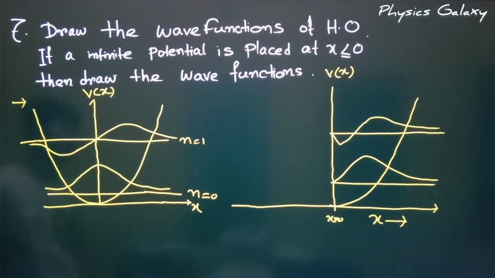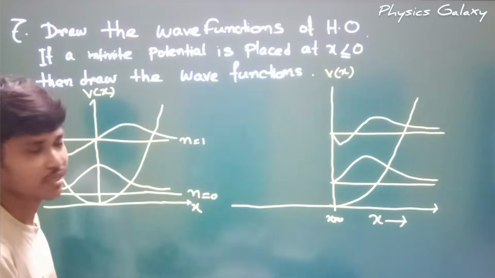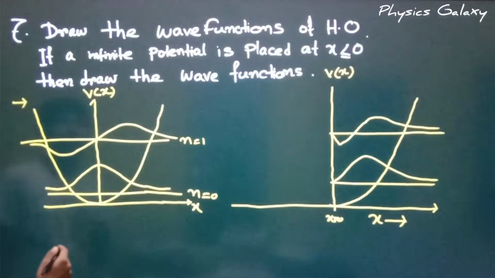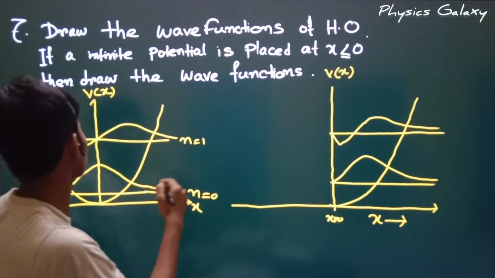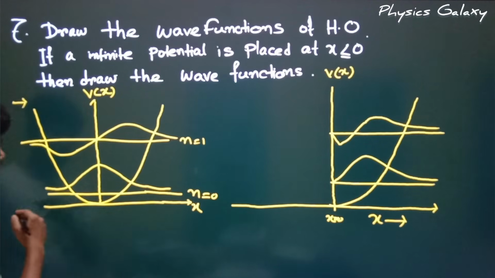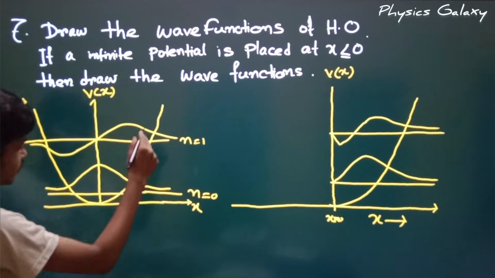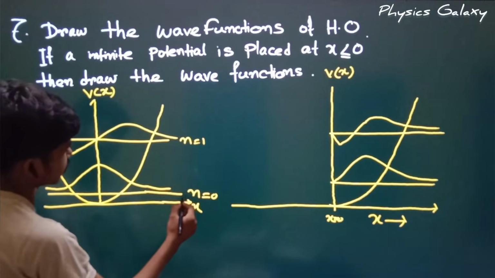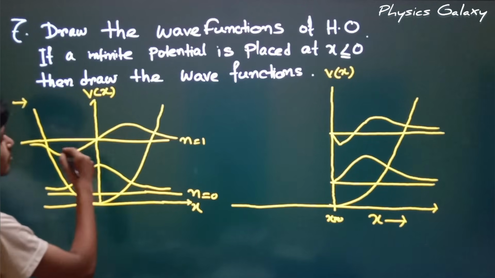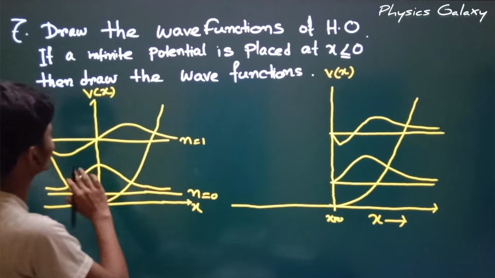Then they asked me some questions on quantum mechanics. One professor asked me to draw the wave functions of the harmonic oscillator. So I drew this graph, that is, n equals 0 and n equals 1. This is the ground state wave function, this is the first excited state wave function, and so on.